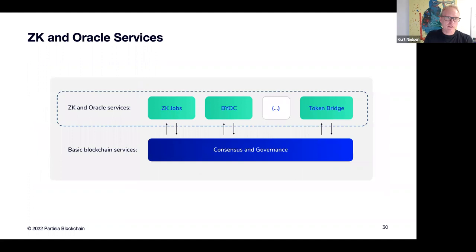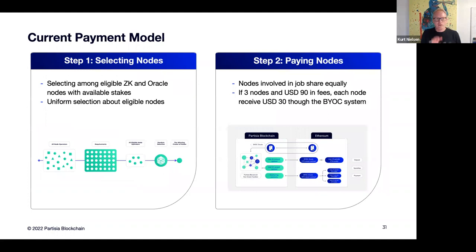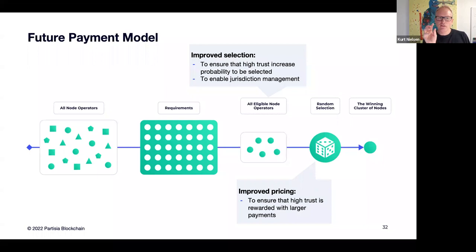Then we have the specialized functions, the CK and the Oracle services. This is where you select a smaller group of nodes to run a job. This example selects three nodes to run a CK computation, and the fees are $90, which they distribute equally. This is also a model that we're going to improve on. You can have more nodes and an improved selection of these nodes.